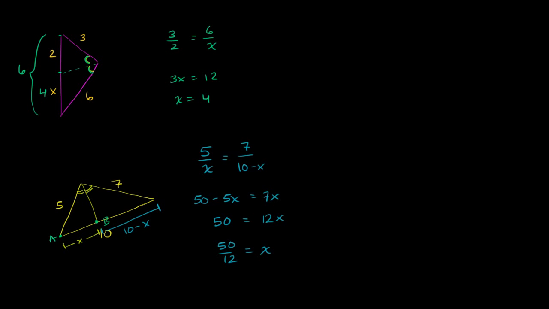Let's see, if you divide the numerator and the denominator by 2, this is the same thing as 25 over 6, which is the same thing, if we want to write it as a mixed number, as 4. 24 over 6 is 4. And then you have 1/6 left over, 4 and 1/6. So this length right over here, x, is 4 and 1/6. And then this length over here is going to be 10 minus 4 and 1/6. So what is that? 5 and 5/6.